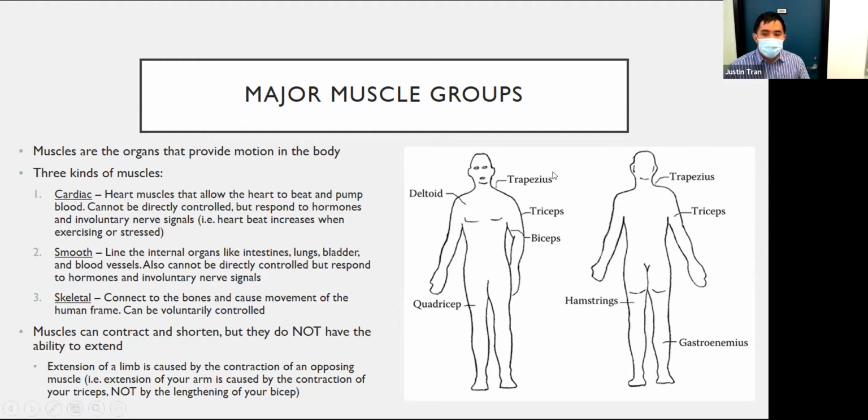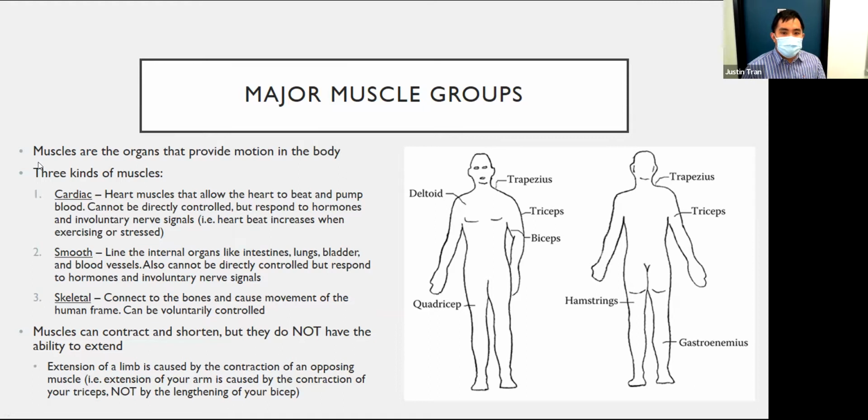So your quadricep, your deltoid, your trapezius, triceps, biceps, hamstrings, gastrocnemius, right? So all of those are skeletal muscles because they're responsible for connecting to your skeleton and moving the bones in your skeleton relative to each other. Okay. And so, of course, for this class, we're going to be focusing mostly on skeletal muscles. But there are other types of muscles in your body too, because there are other parts of your body that have to move as well. Okay?